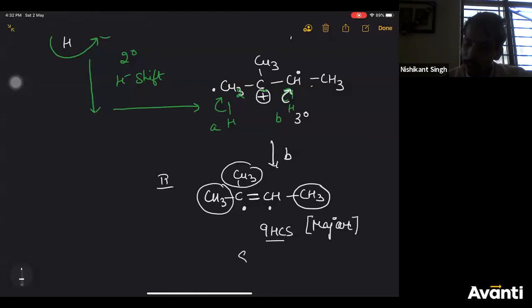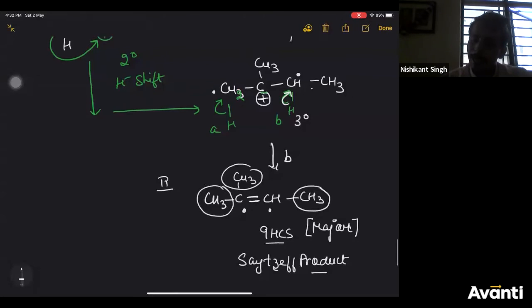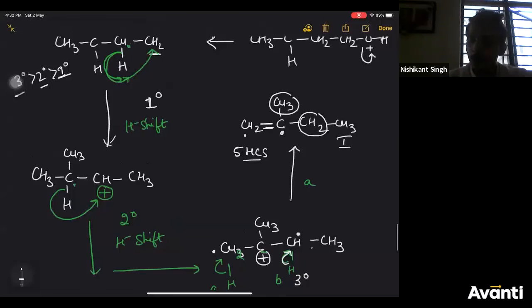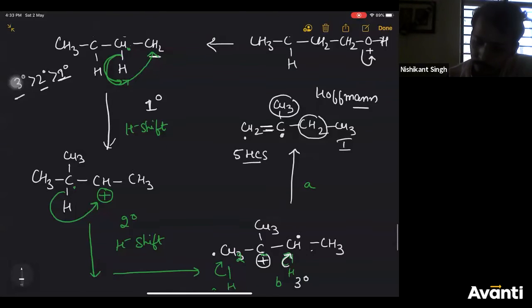You'll study this in the next reaction itself. The more stable alkene is also called Saytzeff product. The less stable alkene is also called Hofmann product. Third step.